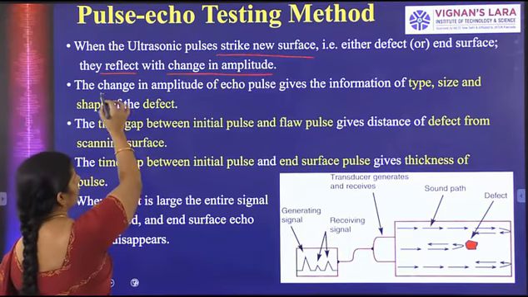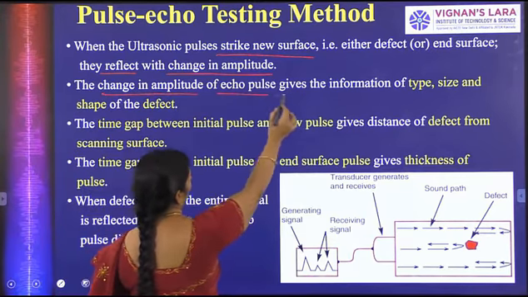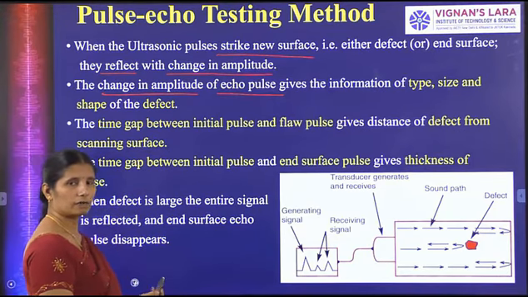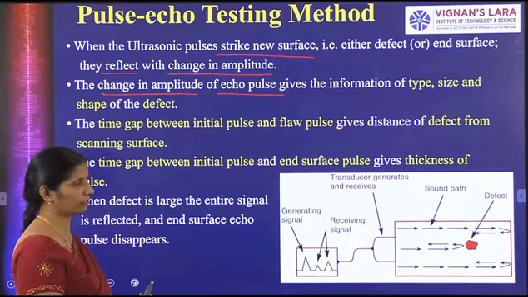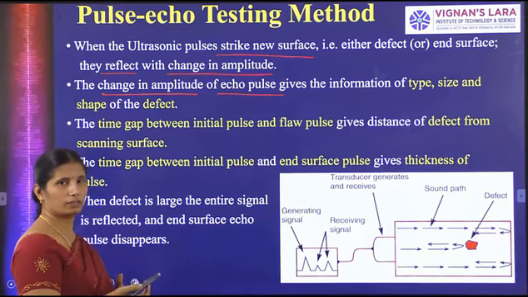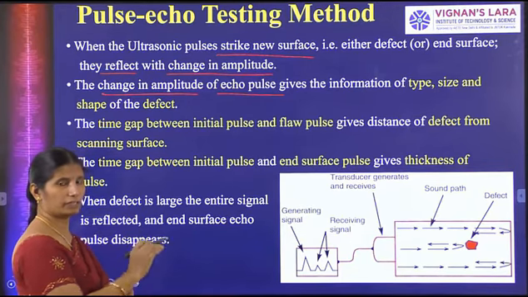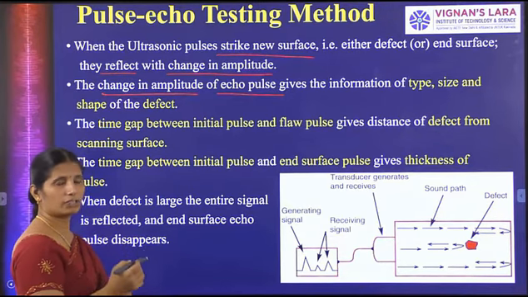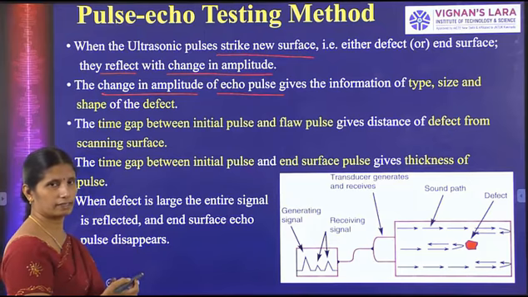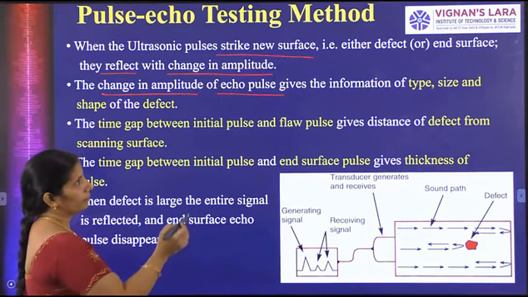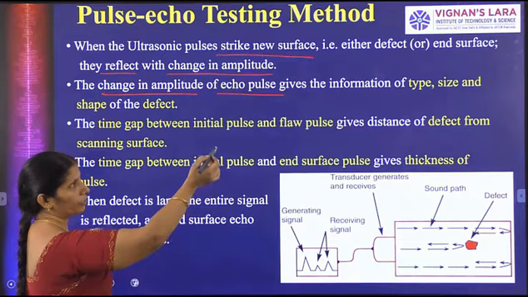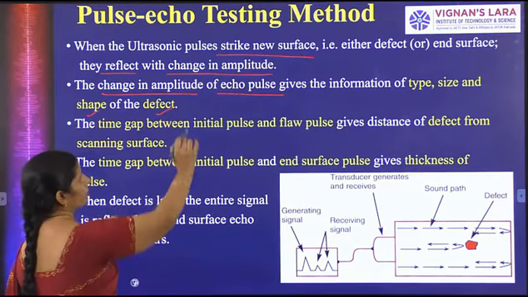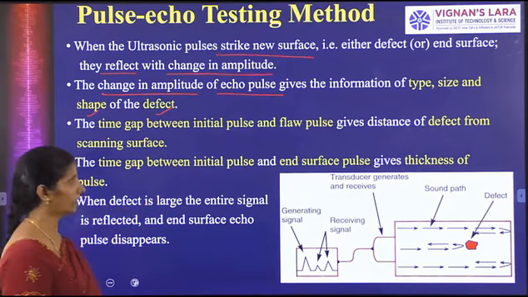The change in amplitude of the echo pulse gives the information of the type, size or shape of that defect. So how much the amplitude is changed for that echo pulse, that means the reflected signal, gives the information about the type, size and the shape of the defect present in the testing material.